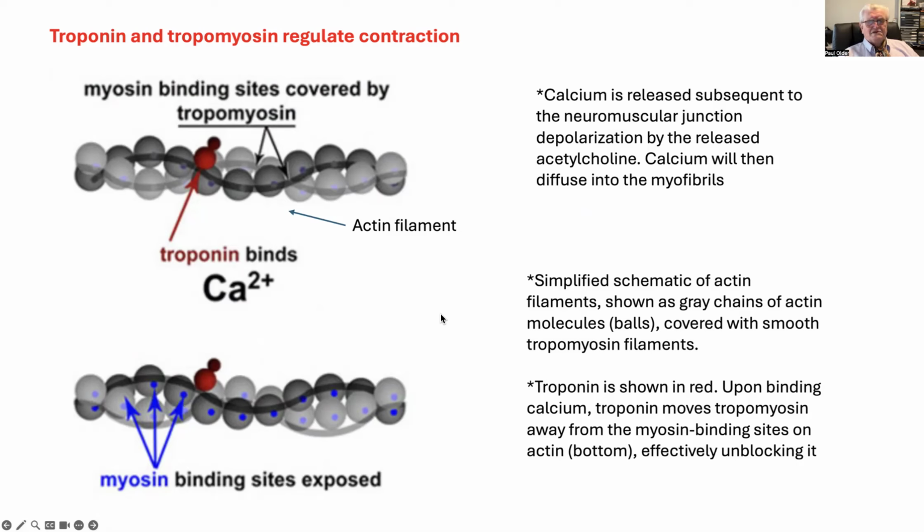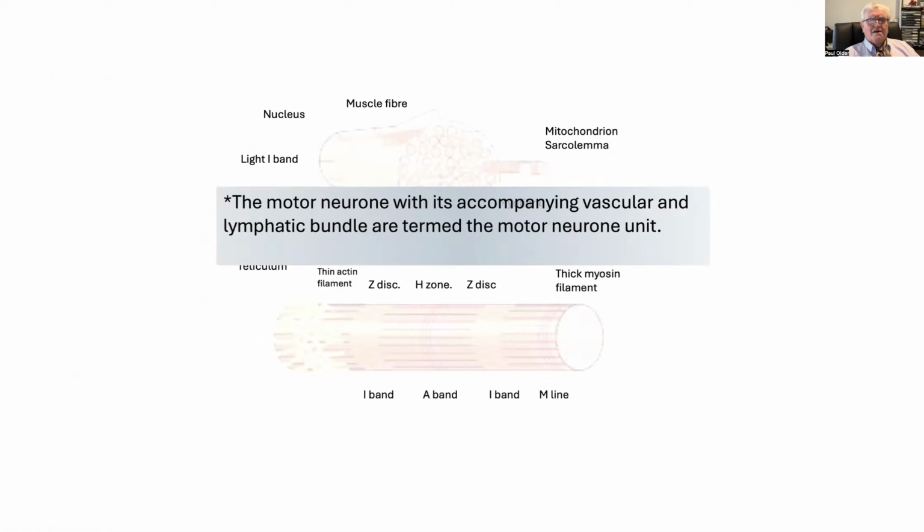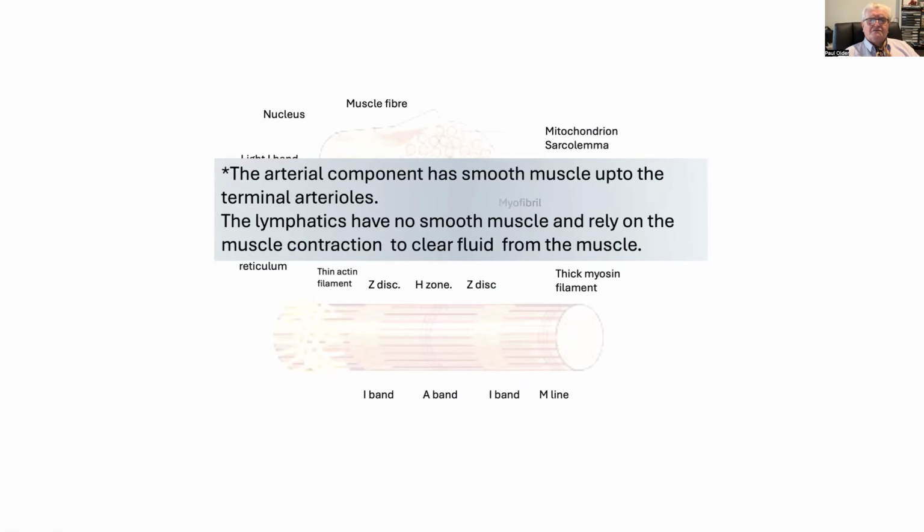The calcium is derived from subsequent neuromuscular junction depolarization, which then diffuses into the myofibrils. In muscles where fine control is required, for example, eyes, only a few dozen fibers may be supplied, but in large muscles, the gluteus, precision is not so important as many thousand are supplied. The motor neuron with its accompanying vascular and lymphatic bundle are termed the motor neuron unit.